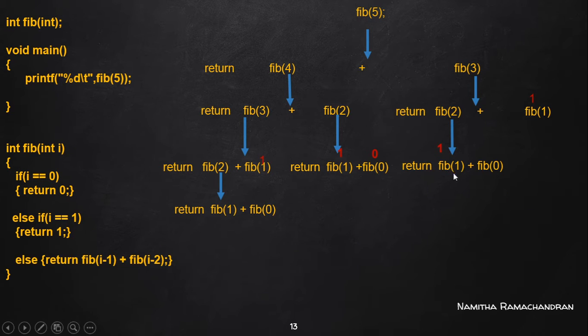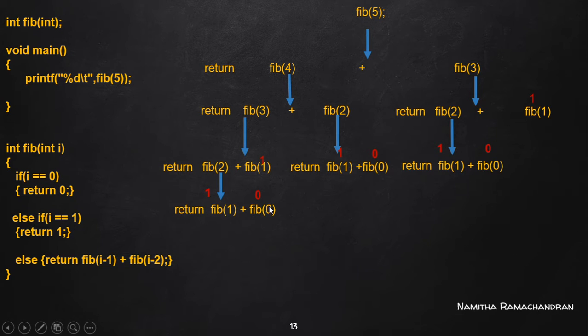Now the next cases, this fib of 1 returns, that is this else if part becomes valid now. So it returns value 1. And here the I value is 0. So the if condition itself gets satisfied. So it returns value 0 now. Right? Okay. Now in this case, what happens? This fib of 1 returns value 1 and fib of 0 returns value 0. Okay, so here this is the intermediate case.